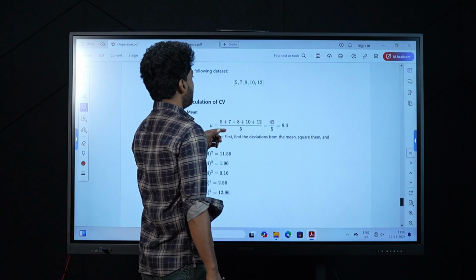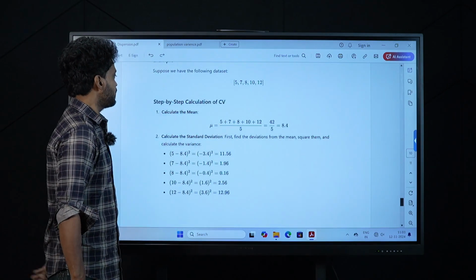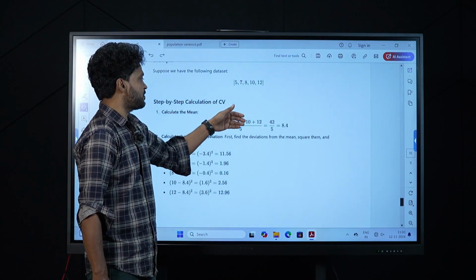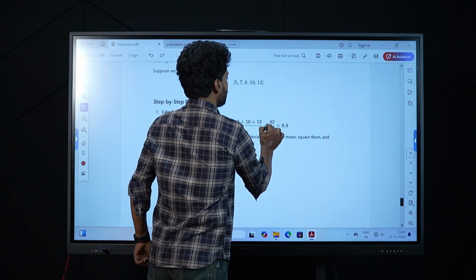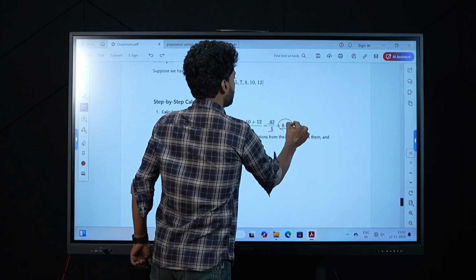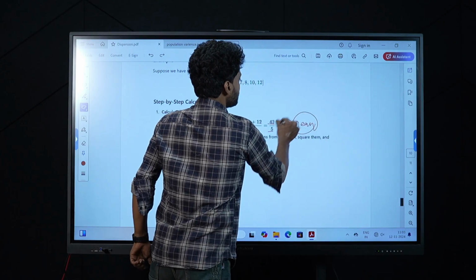We have the data set 5, 7, 8, 10, 12. So what is the mean? Mean is 5 plus 7 plus 8 plus 10 plus 12, which is equal to 42, divided by 5, which is equal to 8.4. That is the mean here.